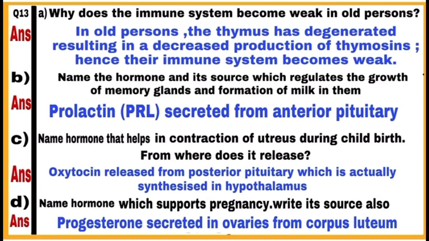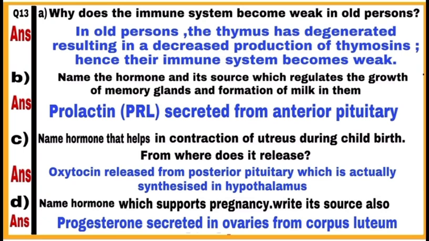Part B. Name the hormone and its source which regulates the growth of mammary glands and formation of milk in them. This hormone is prolactin or PRL, which is secreted from anterior pituitary. Part C. Name hormone that helps in contraction of uterus during childbirth and from where does it release? Hormone is oxytocin, released from posterior pituitary, but it is synthesized in hypothalamus.